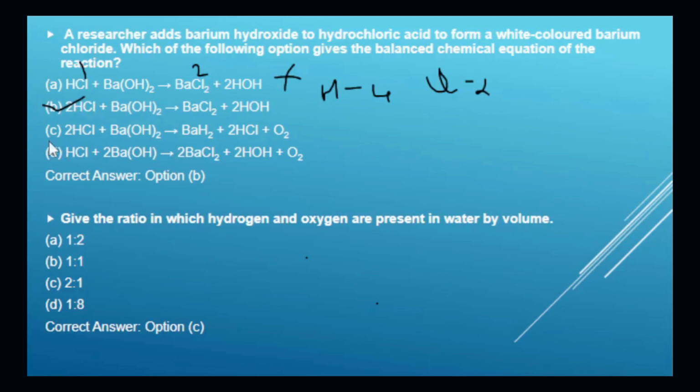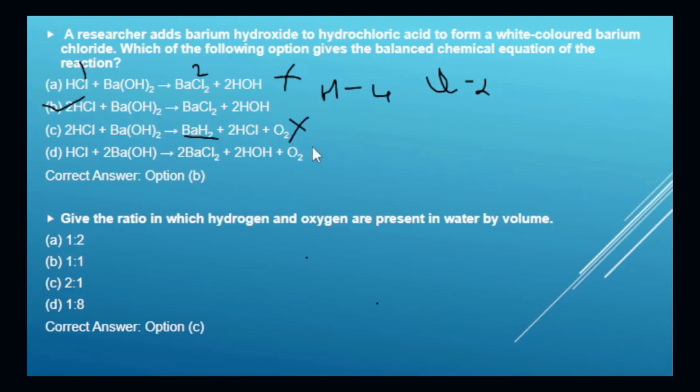Now let's move to the third one. Here you can see that it is given H2, BaH2, right? But in the question itself it's written that barium chloride is the product. Where is barium chloride here? It is not present, right? So this will become our wrong answer.